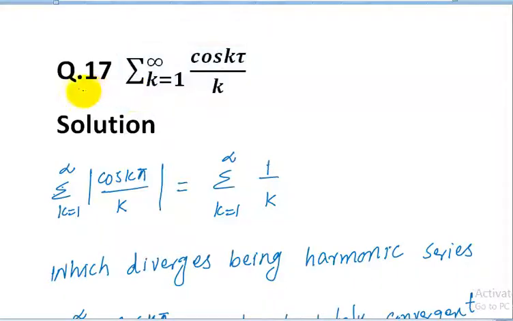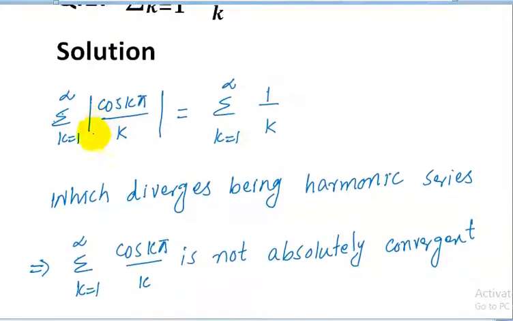Next question is summation k starting from 1 to infinity cos k pi upon k. First we test this series for absolute convergence. We take the mod of this series, summation k starting from 1 to infinity mod of cos k pi upon k, which is equal to summation k starting from 1 to infinity 1 upon k. The reason is that mod of cos k pi is equal to 1.